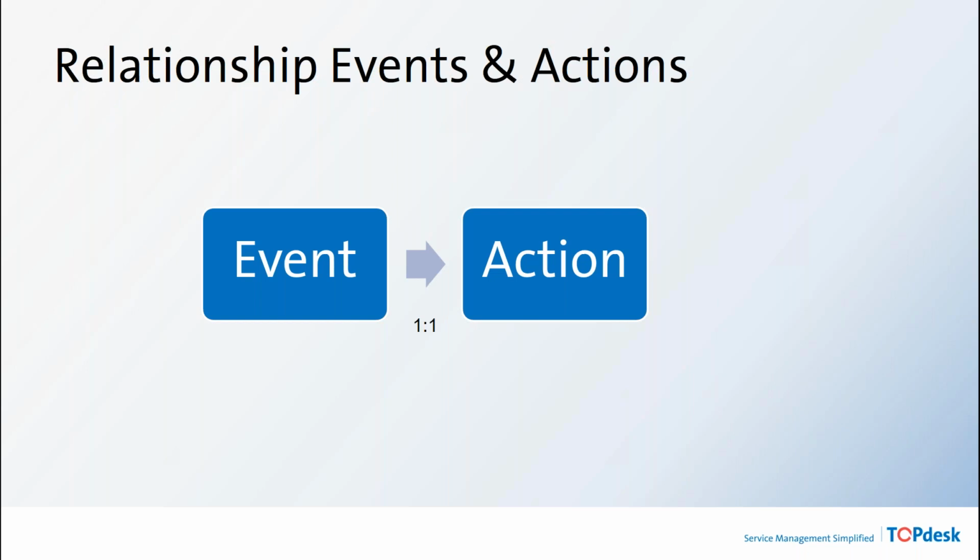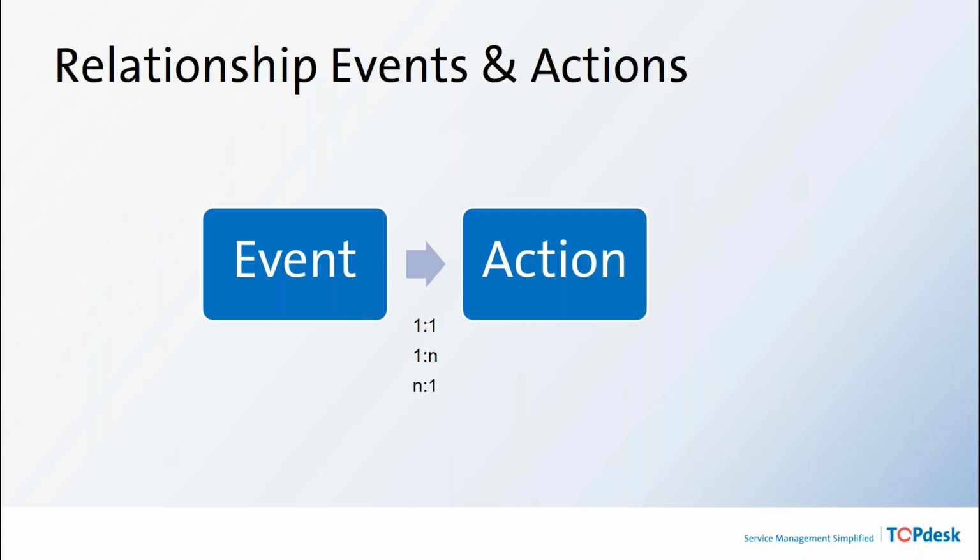I just want to briefly explain the specific relationships that you can create in TOPdesk. The example I just gave was a one-to-one relationship, so there's one event linked to one action. However, it's also possible to create a one-to-many relationship. For example, if you want to notify the caller as well as the operator whenever a new call has been created, then you can set this up. The event, once again, is the registration of a new call, and in this case there are two actions: one email notifying the caller, and the other email notifying the operator.